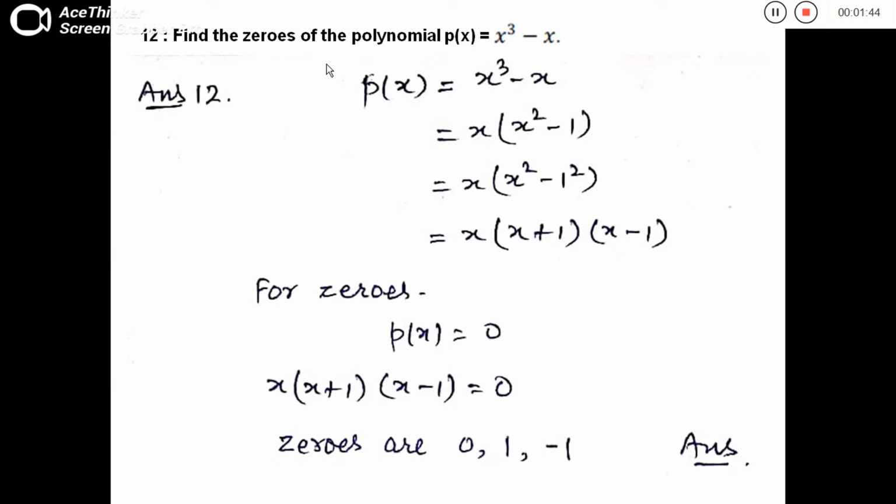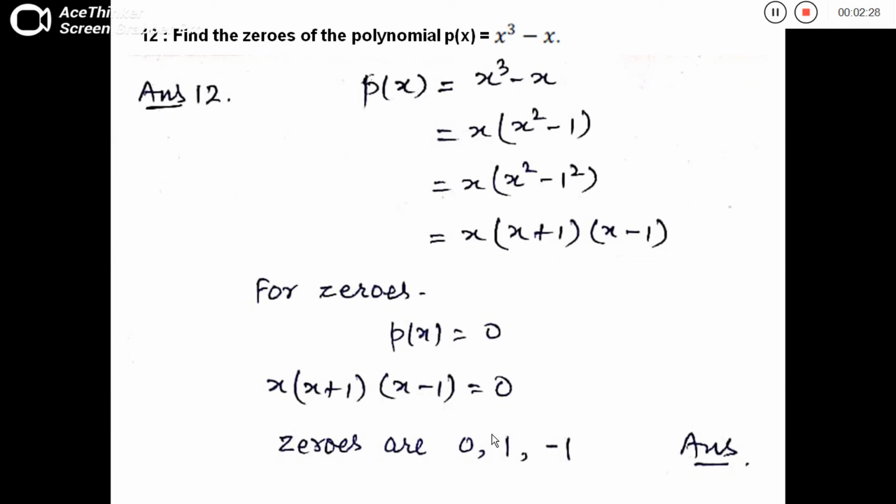Now for the zeros of this polynomial, we have to take the polynomial equal to 0. So let us suppose p(x) equals 0. Now p(x) equals x into (x plus 1) into (x minus 1) equals 0. From these three factors you will get the zeros of this polynomial. For the first factor, x equals 0, that is the first zero. For the second, x plus 1 equals 0, you will get x equals minus 1. And for the third factor, x minus 1 equals 0, you will get the third zero, 1.